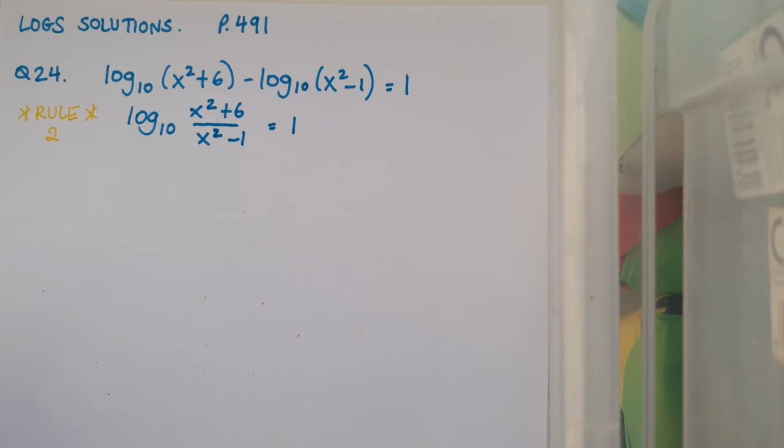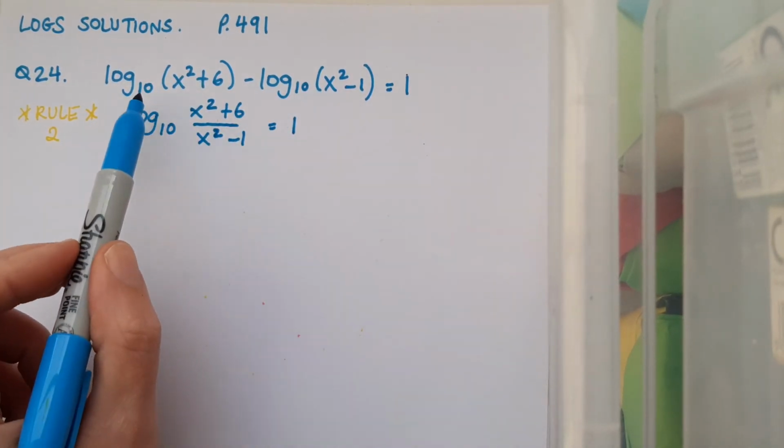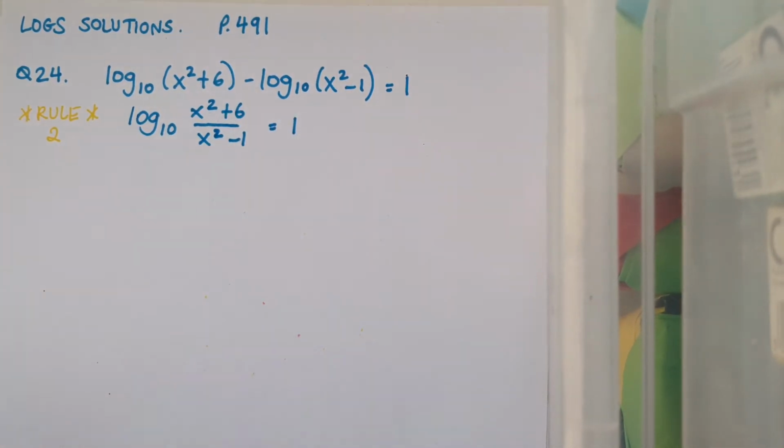So remember that rule 2 tells us that when we have subtraction of logs with the same base, I can write it as division instead. And now that I've gotten this far, I can use just my basic interpretation of logs to write it as exponents. The arrows can be useful here.